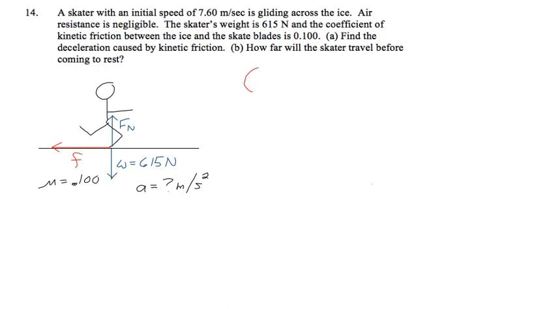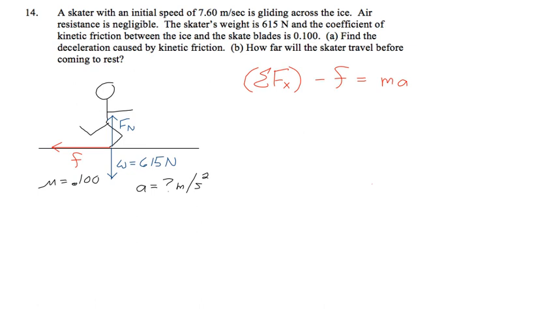So when I sum up my forces in the x direction, there's only one. And notice the skater is going to glide this way, so friction is in the opposite direction. This is my positive direction. So this friction is a negative friction. So minus F equals ma. So that is your equation in the x direction.